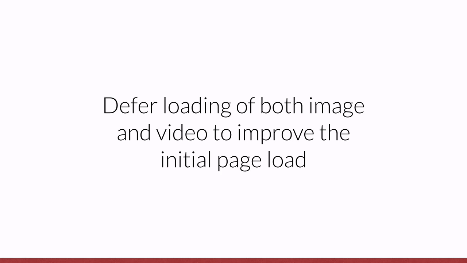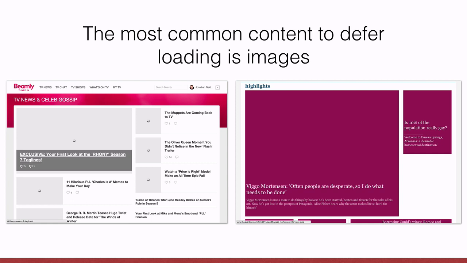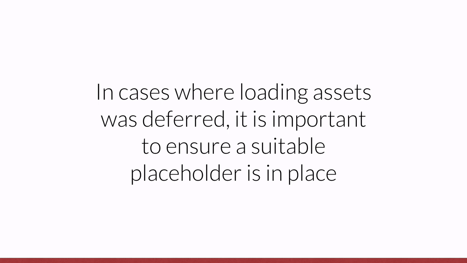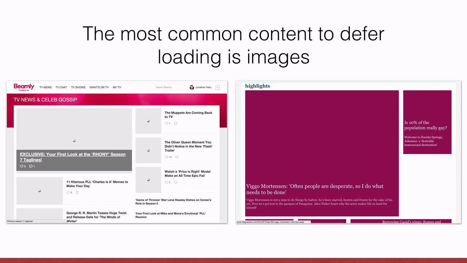Another thing you can do is defer loading of both image and video to improve the initial page load. The most common thing to defer loading is images. So this is the Beamly site and the Guardian site, both of which defer images. And in doing this, it means our initial page render is quicker. But in cases where loading assets is deferred, it's important to ensure a suitable placeholder is in place. So back to those two screenshots, you'll see that the Guardian has provided the space for the image to come in. That means the page doesn't jump when the image actually arrives. And what we've done at Beamly is we've put a loading spinner in there as well, so the user sees something's happening.